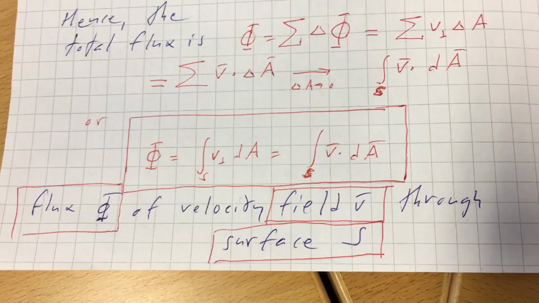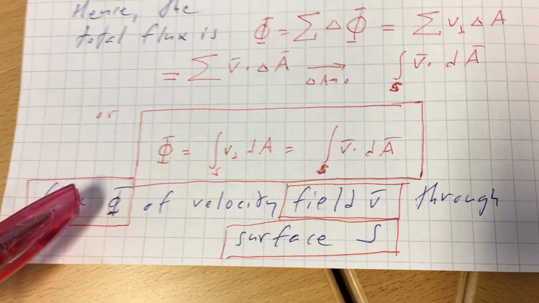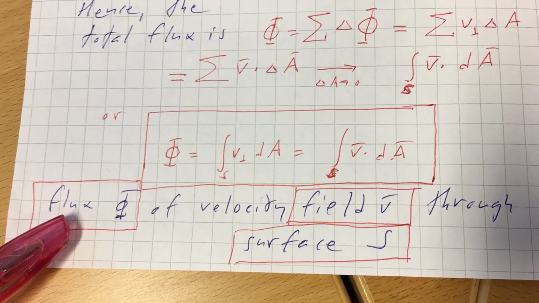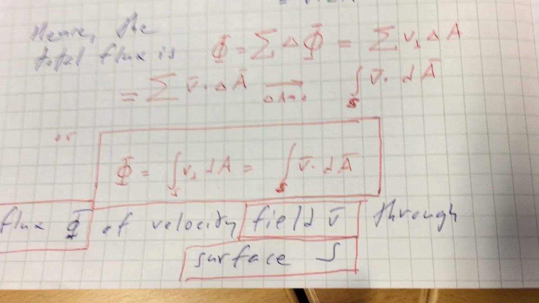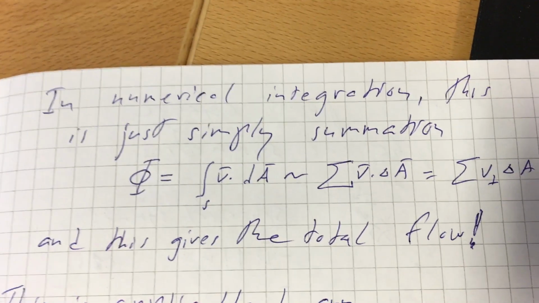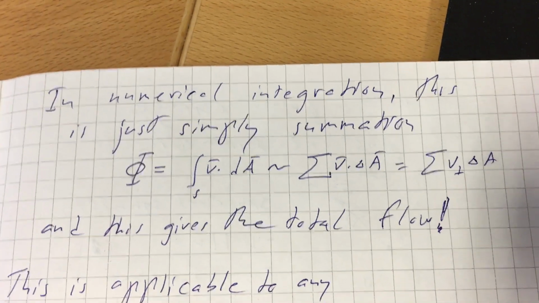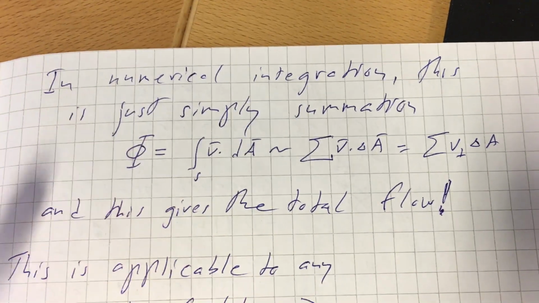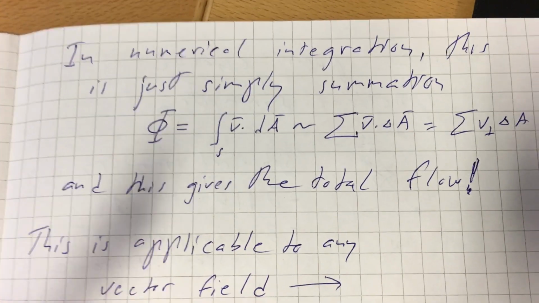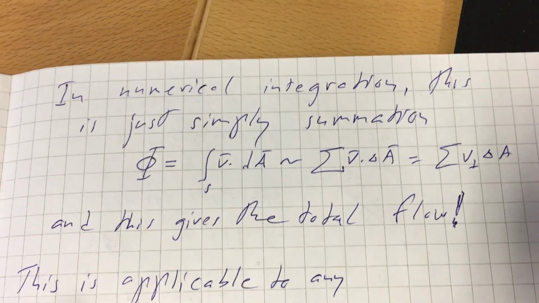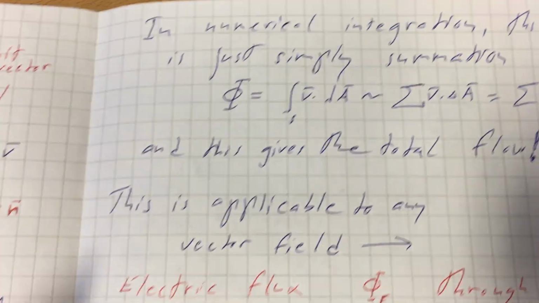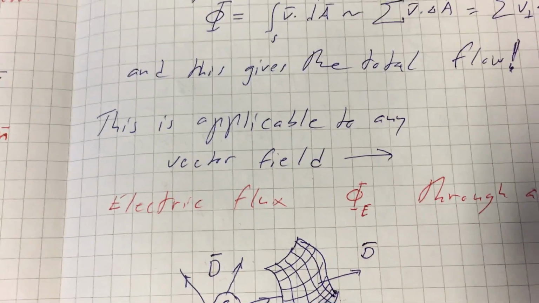And this can be applied. So this is actually the flux, flux phi of velocity field v through surface S. And if we need numerical integration, this is simply summation over all these elements, which gives the total flow. And this is what happens in the case of numerical integration. And this is applicable to any vector field.